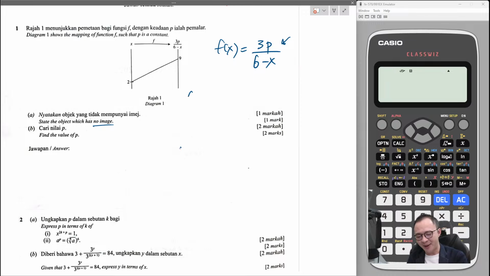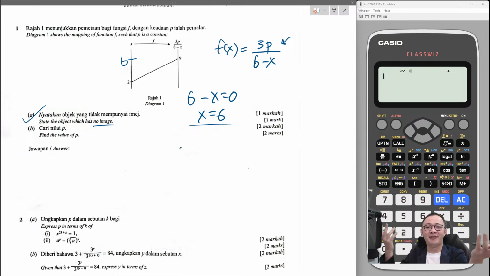So therefore, 6 minus x equals 0. Your x equals 6, right? So this one will be your object. We have no image, because when x equals 6 here, there's no way you can connect to the other side, the image. Because this one, you will actually get undefined, or what we so-called a math error. Okay, cool? So the first one is just very simple: how to make f(x) become a math error, or undefined, or no solution.